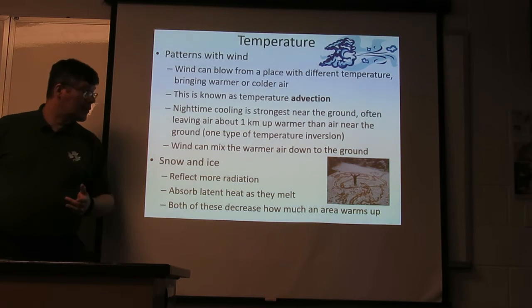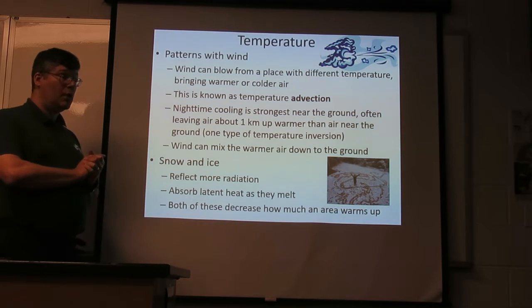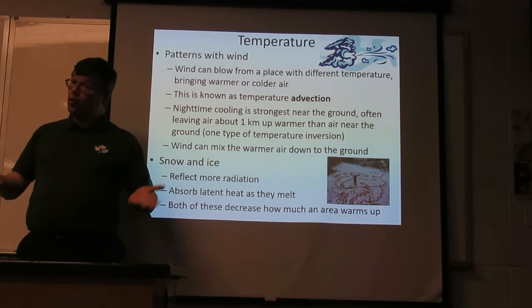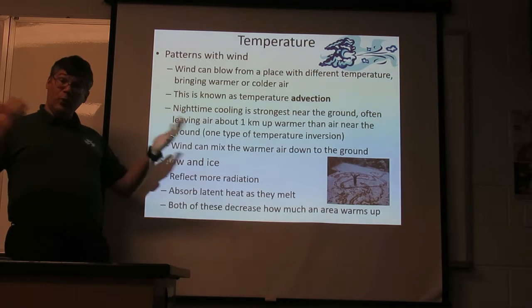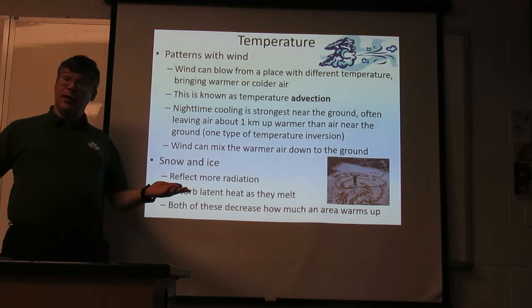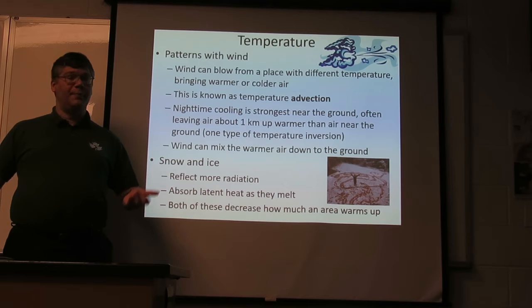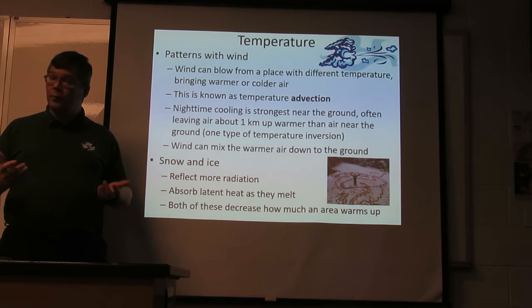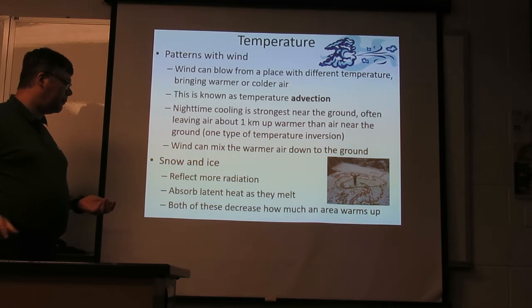Snow and ice. Of course, very high albedo, so that tends to cool things down. Less is being absorbed, more is reflected. When they do melt, then we have to be putting in latent heat. So as they melt, they're keeping the temperature cool. It's not until things have largely melted that we can warm up again.